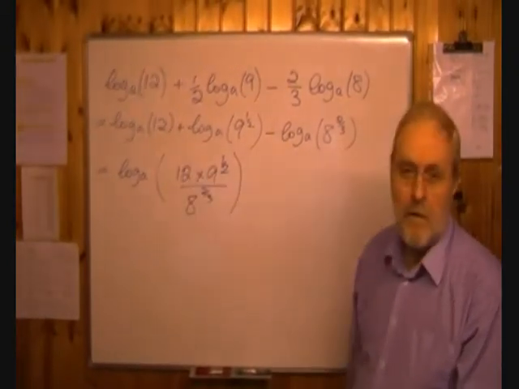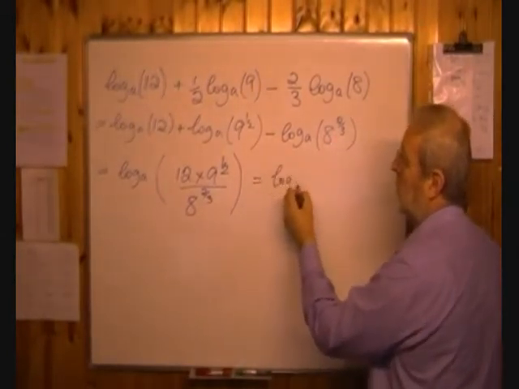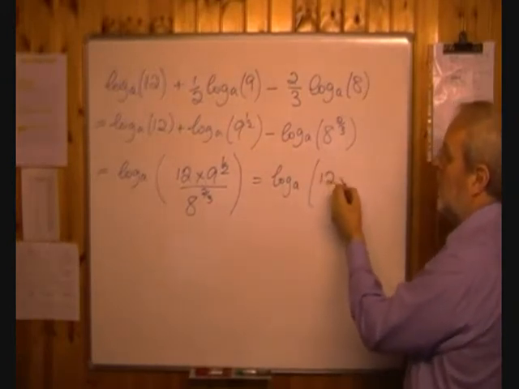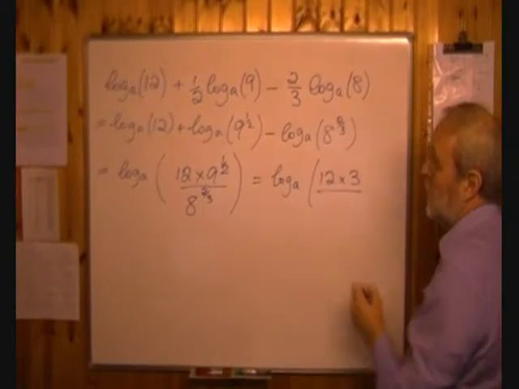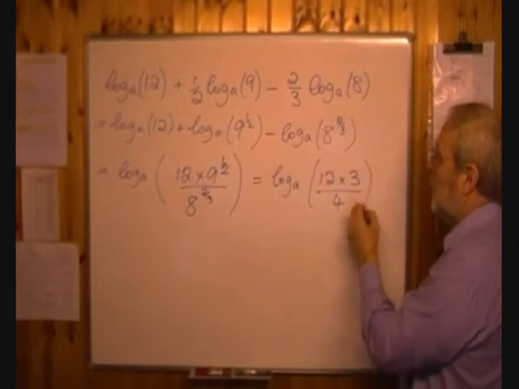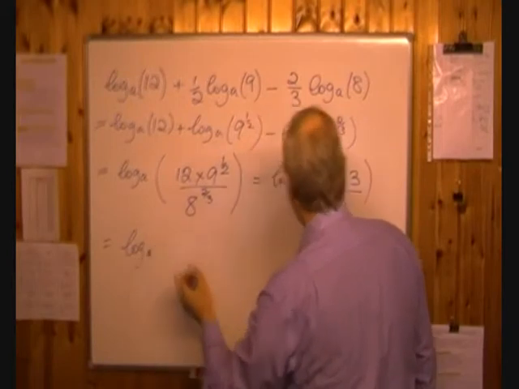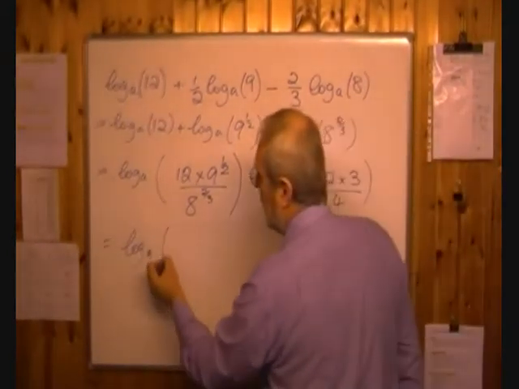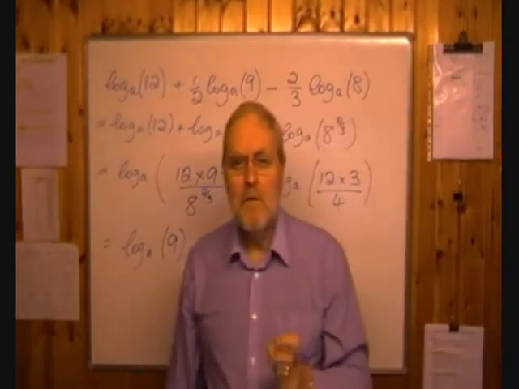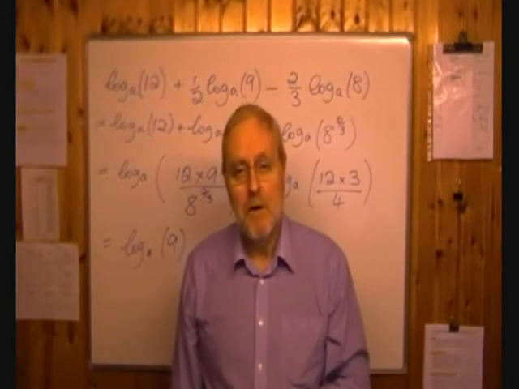So I either use a calculator on that, or because these numbers have been chosen because they're quite friendly, which often happens in exams, you're going to have 12 times 3 over the square of the cube root of 8, which is 4. So I end up with the answer, which is log to the base a of 36 divided by 4, 9.